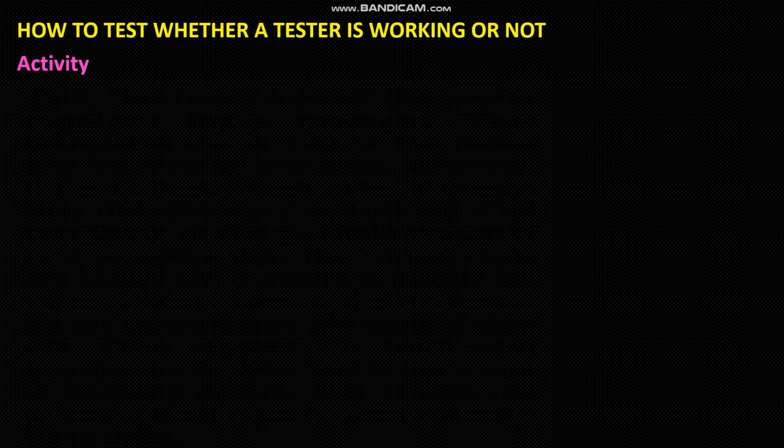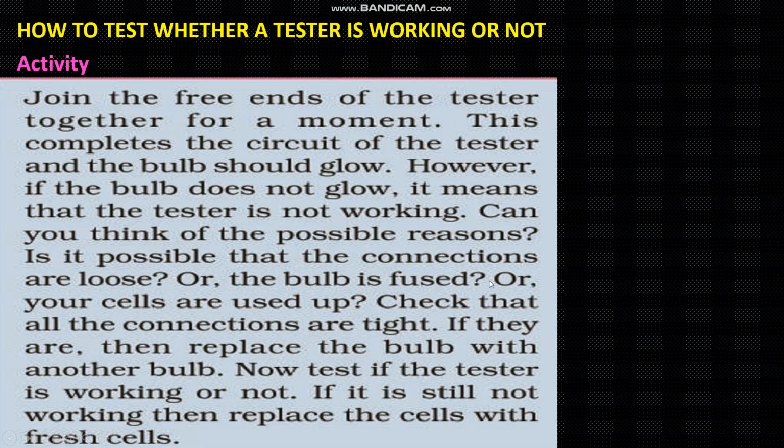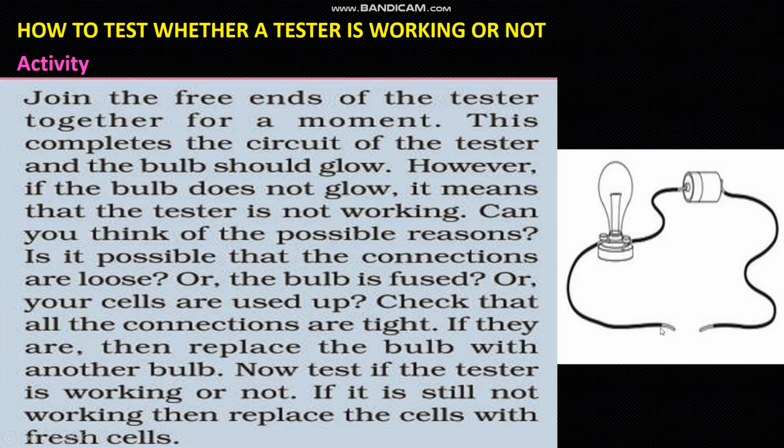Next, how to test whether a tester is working or not. Here is an activity to explain this. Join the free ends of the tester together for a moment. So, as we have already discussed, this is a tester. The free ends of the tester we have to join together for a moment. This completes the circuit of the tester and the bulb should glow. If you join both ends together, the bulb should glow.